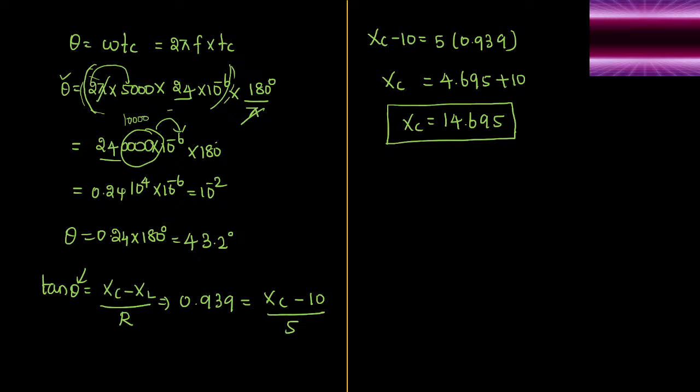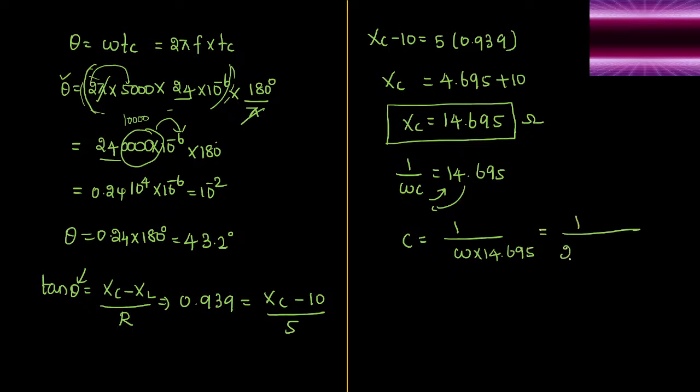XC can be replaced by 1 by omega C. So let me rewrite this. 1 by omega C equal to 14.695 ohm, the capacitive reactance. From this, I am passing C to the right side, bringing this term to the left-hand side. Finally, C can be written as 1 upon omega into 14.695. Omega can be further written as 2 pi f, where the value of f is 5000 hertz.